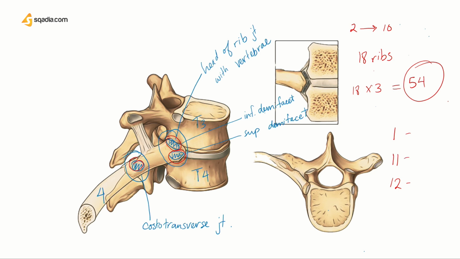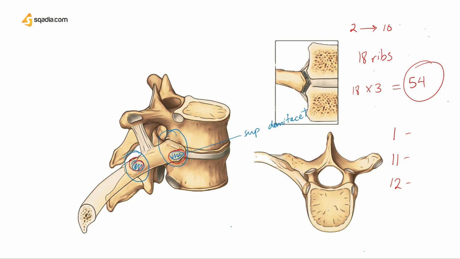These ribs articulate in a different fashion, so they're just a little bit more special. Rib 1 articulates only with the vertebra of the same number. So we would have T1 and rib 1. So how many joints is that in total? 2 on the right side and 2 on the left side. 4 joints.